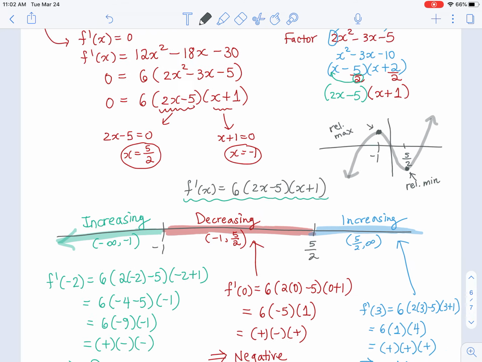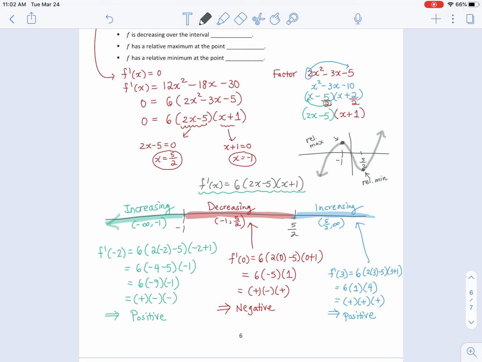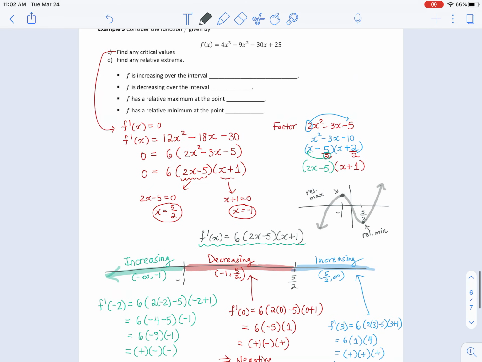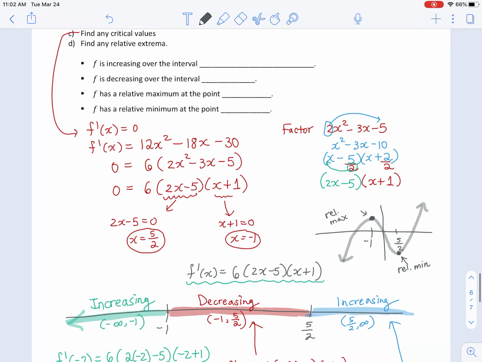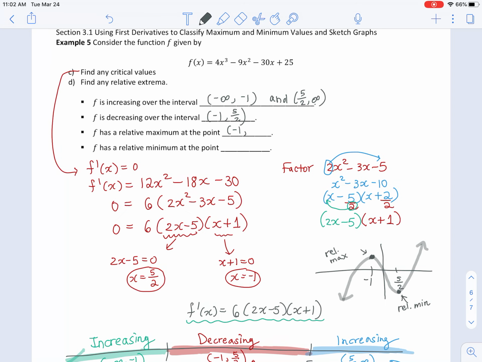Okay. Now, guys, we have enough to fill out all these blanks here. So, f of x is increasing over the interval negative infinity to negative 1, and 5 over 2 to positive infinity. And it's decreasing over the interval negative 1 to 5 over 2. We have a relative maximum at negative 1, comma... Well, here's the thing. We have to plug negative 1 back into the original function, okay?